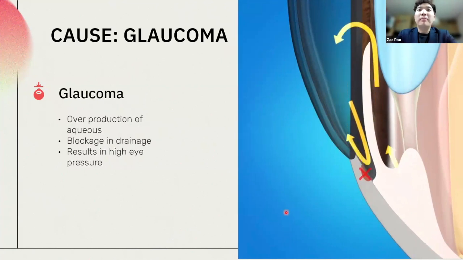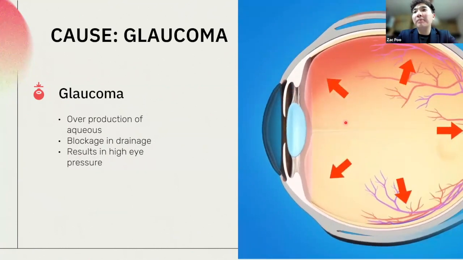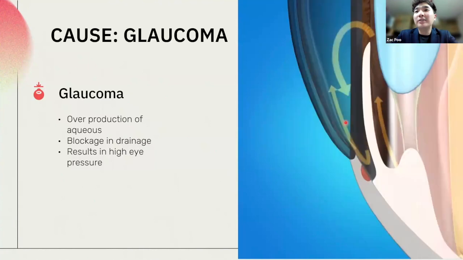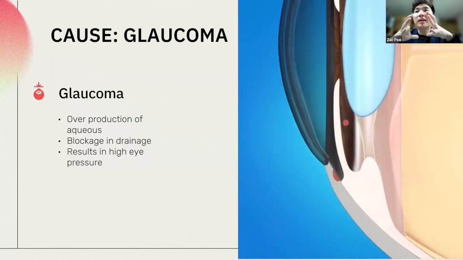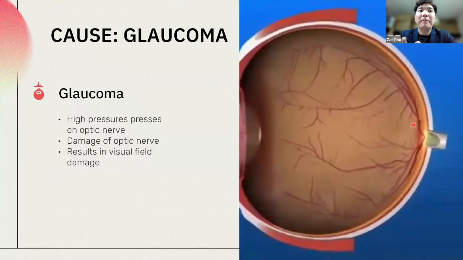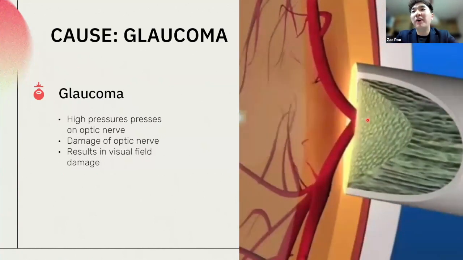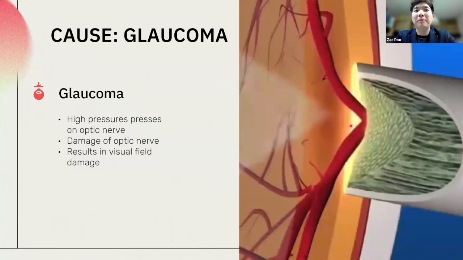Okay, in glaucoma, the overproduction of the aqueous by our eyes or the blockage of the drainage will cause the eye pressure to increase inside. So imagine a balloon, and you are filling it with more and more water, it will start to press on the retina itself. So when you have high eye pressure, what happens next is this high eye pressure will press on the most fragile part of our eye right inside, which is your optic nerve.